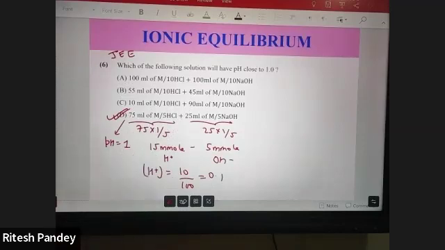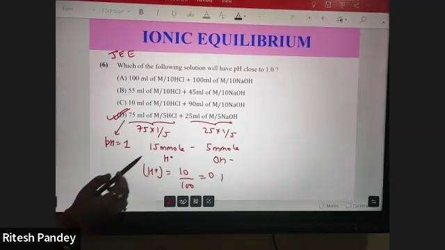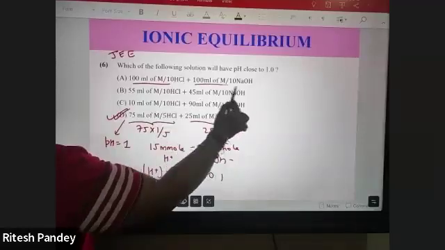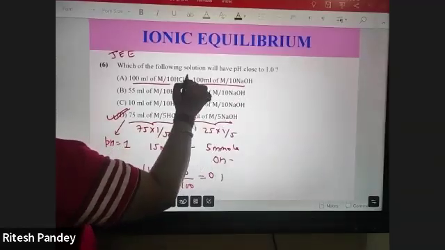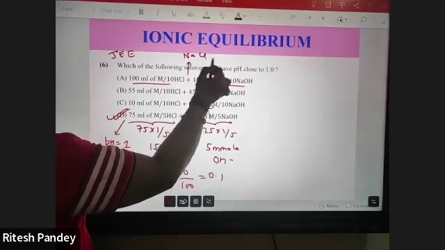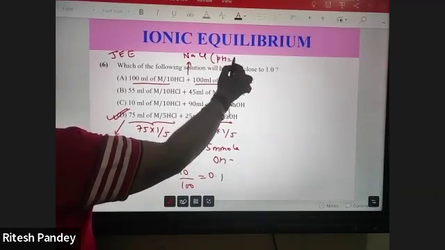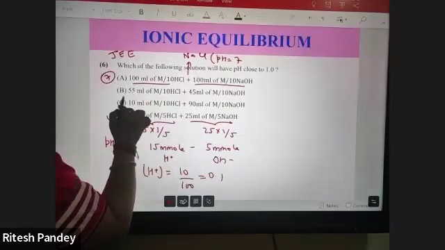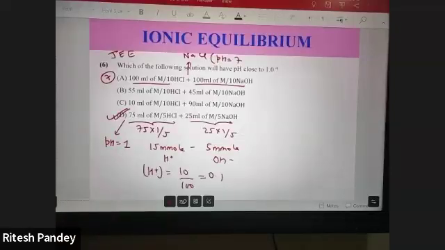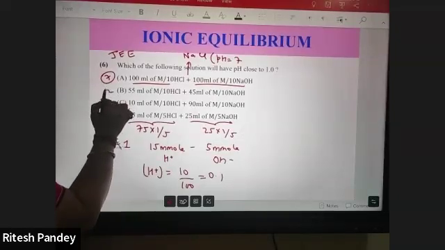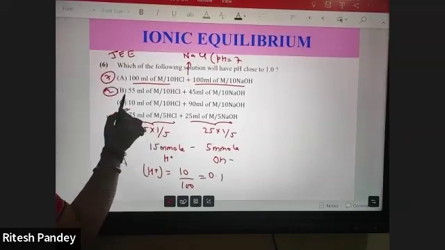For option A, tell me what is going to be the pH. 7. Naturally, both are equal. And for a salt of strong acid and strong base, which is NaCl, there is no hydrolysis, so you'll have pH equal to 7 for option A. Option B, please go ahead. 2. Exactly. For B, the pH will be 2.